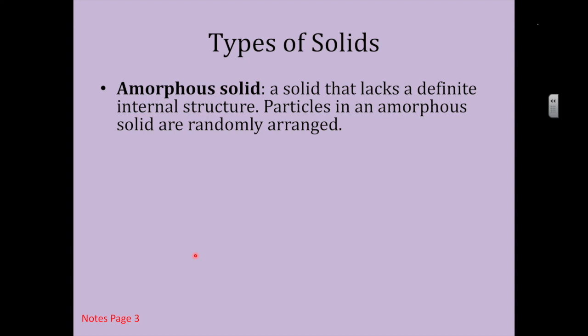So now let's move to page 3 of our notes. We're going to follow a few different parts of solids. Now, a solid can be an amorphous solid, which is a solid that lacks a definite internal structure, and the particles in an amorphous solid are randomly arranged. So, like glass, rubber, or plastic, they're kind of vibrating around. They're not moving randomly around, but there's no particular specific order to them.